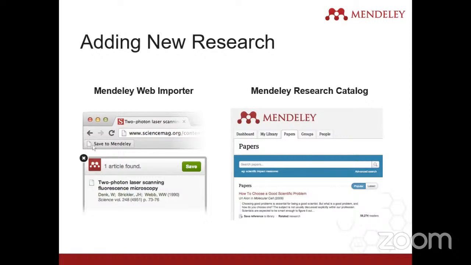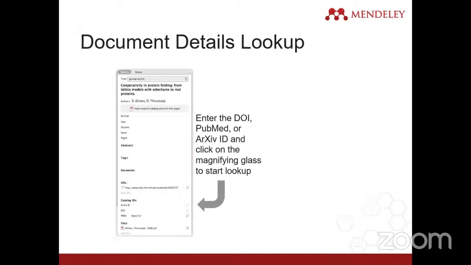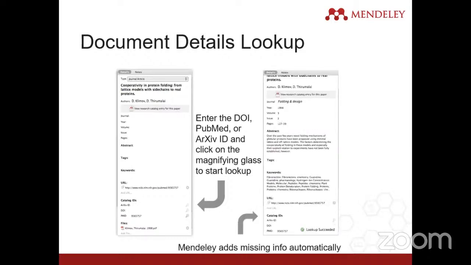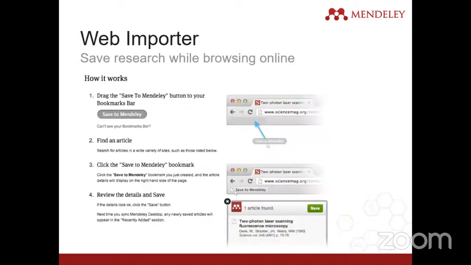You can also add from a research catalog. You can also use this from your databases. You can also use the DOI number. If you just need an article and you have the DOI number, you can import it into your library database.